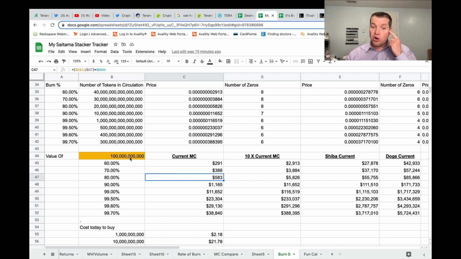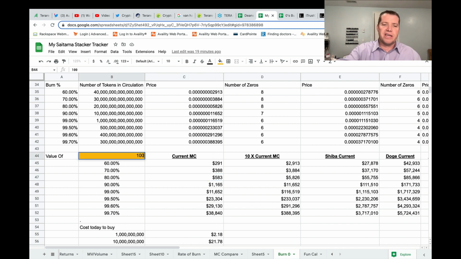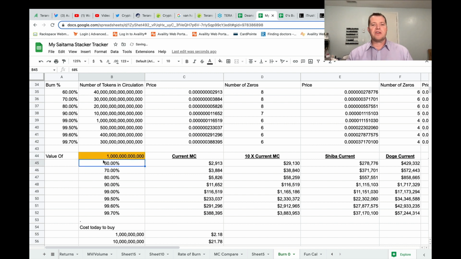Okay. You can put your quantity in here. So I've got 100 billion, but I'm going to change this for fun to 1 trillion. Okay. There's a trillion coins. So currently 1 trillion coins worth about $2,200. If we burn 60% of the supply, $2,900. By the time we get to 90% burn, 11,000, and 116,000 at a 99% burn. Okay, that's a long way from where we're at right now. Okay, we've got a long way to go to get there. But over time, burning plus increase in market cap can do big things to your bag.